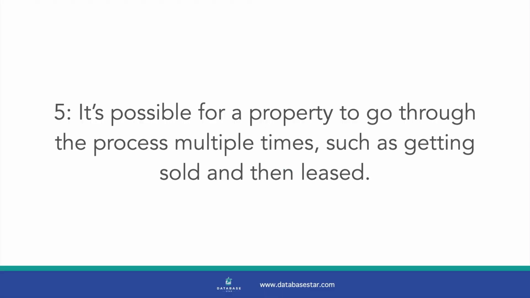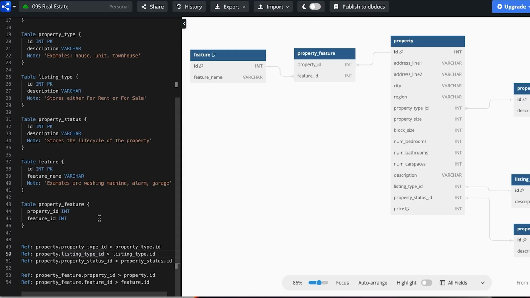The next requirement says that a property can go through this process multiple times, such as getting sold and then leased. That's interesting. So a property could be listed for sale and then in the future it can be listed for rent, or some other combination. Let's see our diagram. On our diagram we have the property table with all of this information.